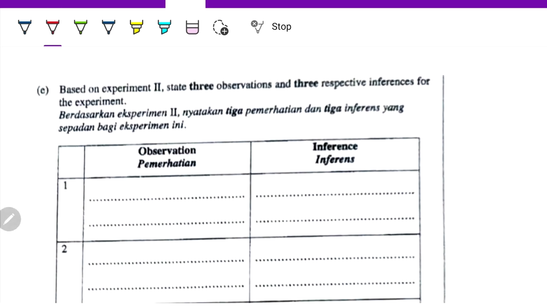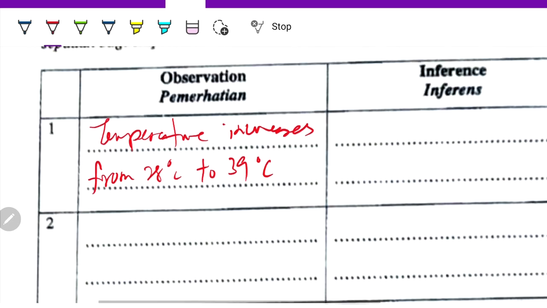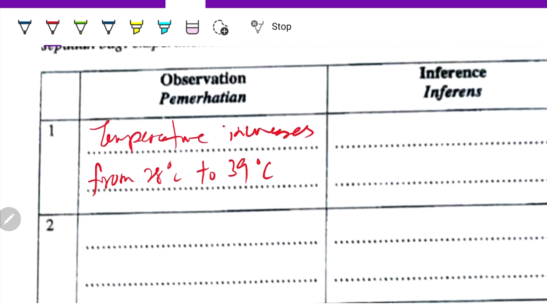Now based on experiment 2, state 3 observations and 3 respective inferences. Temperature increases from 28 degrees Celsius to 39 degrees Celsius. Based on this observation, why does the temperature increase? The inference is, this is an exothermic reaction.